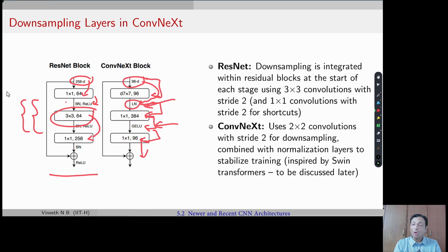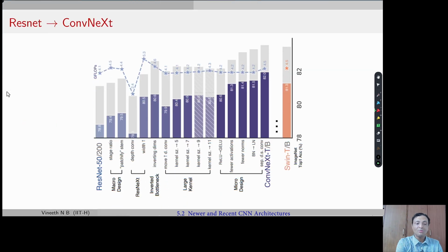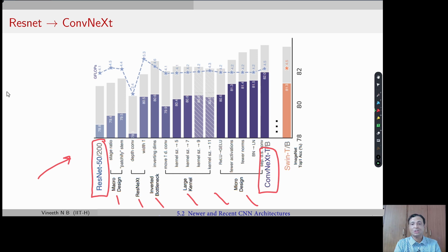So they show that all of these changes together add up to the significant improvements provided by ConvNeXt. This is one of the results from their paper. I'll highly again recommend you to go through the paper where they show how they take the ResNet 50 architecture to the ConvNeXt architecture and how every element that they design in the modified architecture adds a certain percentage to the accuracy. So here the accuracy studied is the ImageNet top 1 accuracy. The blue bars correspond to improvements over the ResNet 50 architecture, and the gray bars correspond to improvements over the ResNet 200 architecture.